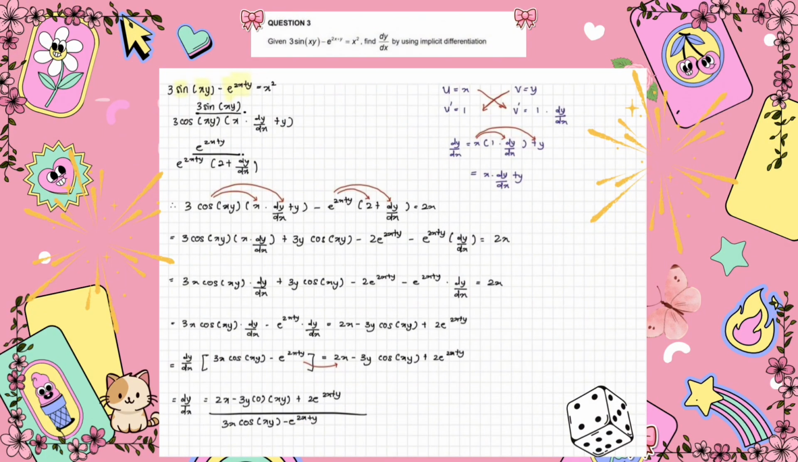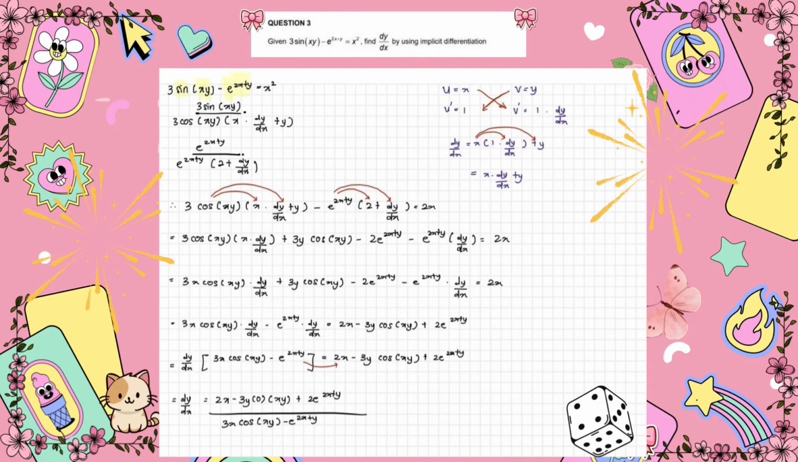So you will get 3 cos xy (x dy/dx plus y). And for e^(2x+y), use the chain rule again since y depends on x. So you will get negative e^(2x+y) (2 plus dy/dx). So putting it all together, we get 3 cos xy (x dy/dx plus y) minus e^(2x+y) (2 plus dy/dx) equal to 2x.